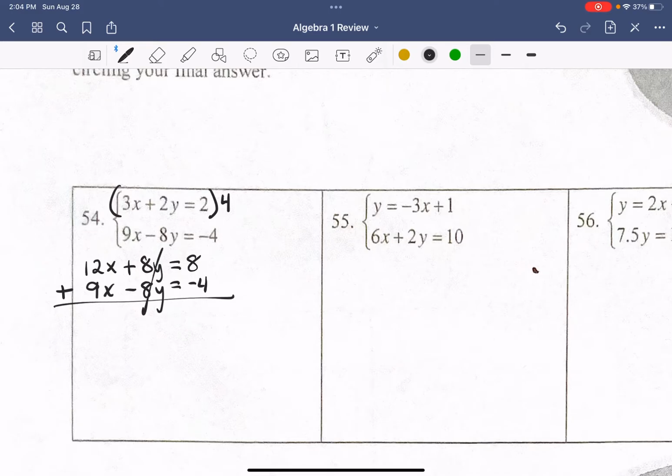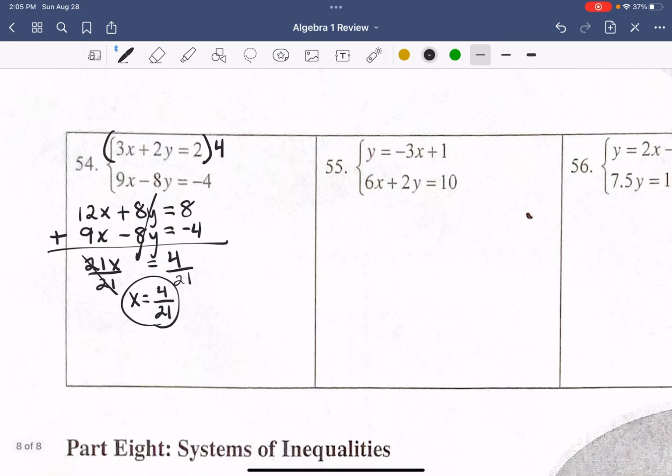Those cancel out. I get 21x equals 4. Divide by 21, divide by 21, and like I said, this is not a super nice one to look at. So your x is going to be 4 over 21. So now what we have to do is go back into one of our equations. I'm going to pick the first one and plug in our x value to solve for y.